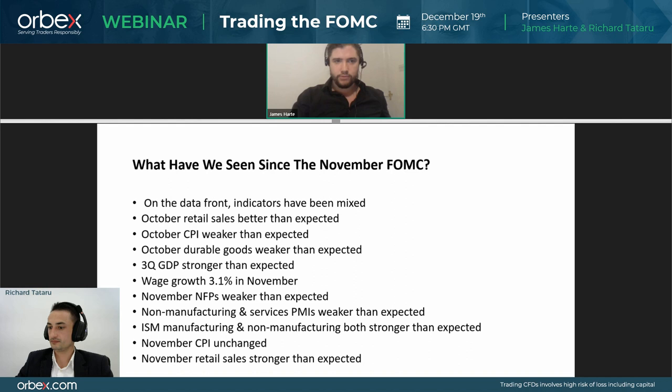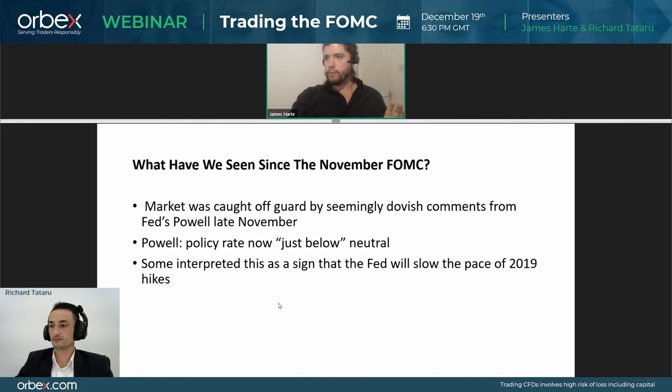However, there was a fly in the ointment in late November, which is worth picking up on, which was some comments that Fed Chairman Powell made to the Economic Club of New York, where he told investors that the Fed now judges that the headline policy rate, i.e. the Fed's main interest rate, is now sitting just below the level which it would deem neutral. So these comments caught the market by surprise somewhat, given that just a month prior, Powell had told reporters that the Fed was still a long way from neutral in terms of the policy rate. And some players have taken these comments as a sign that the Fed is going to opt to remain on hold over the first part of next year.